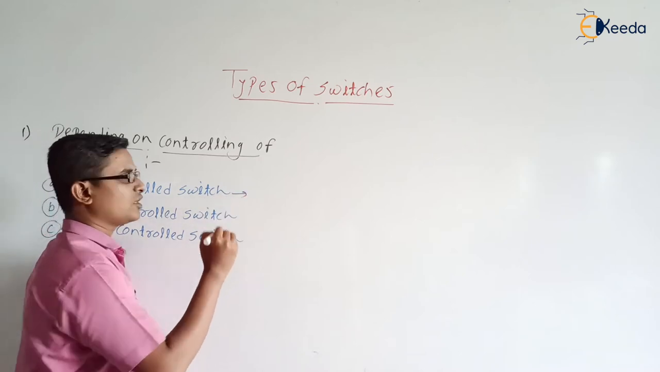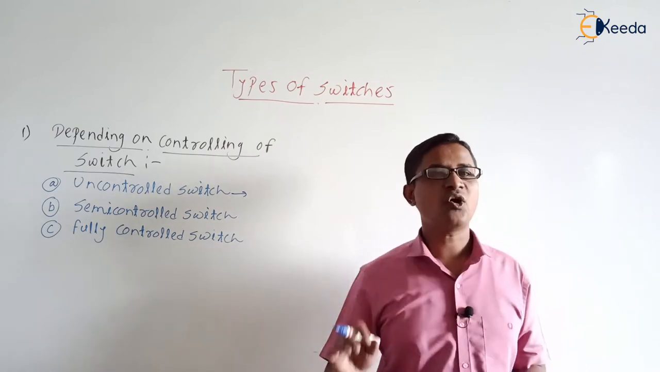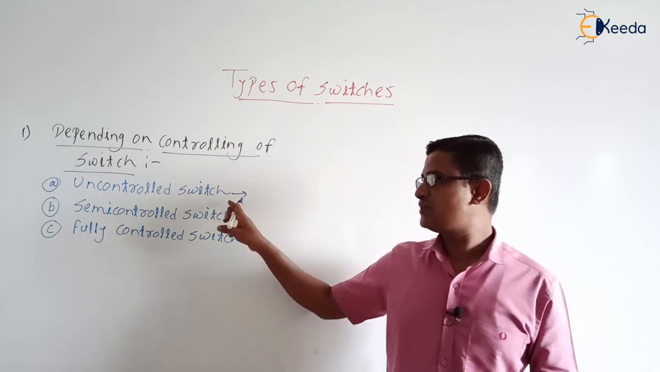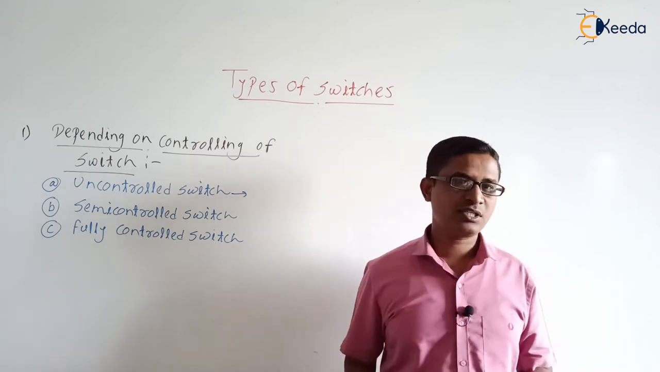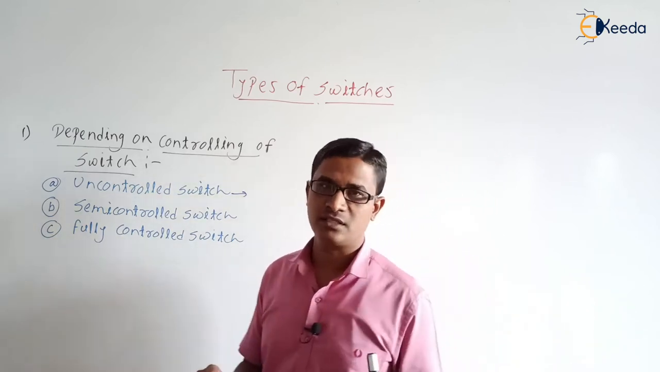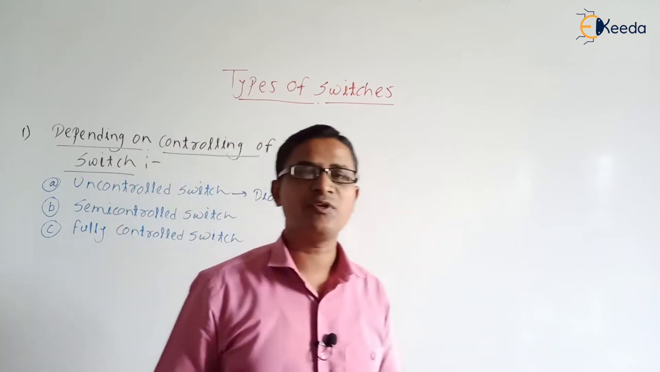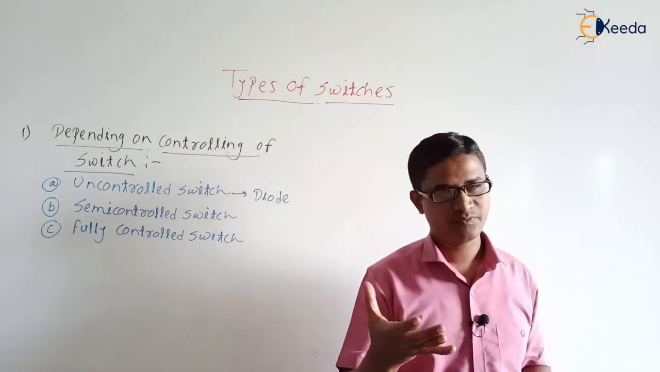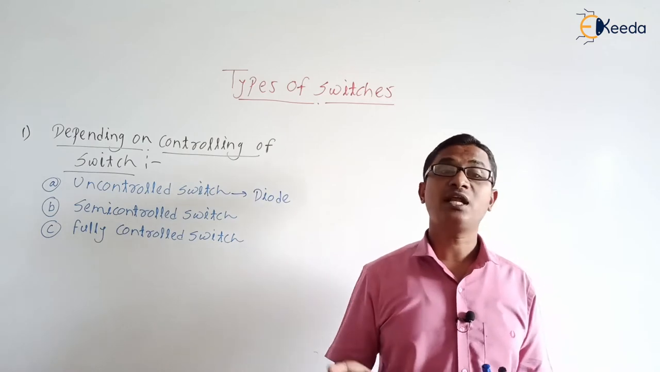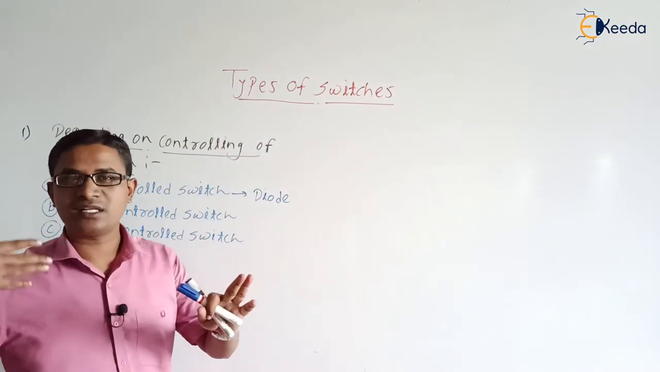Okay, so let us discuss first uncontrolled switch. The switch is said to be uncontrolled if its on state as well as off state cannot be controlled by using the controlling signal or external signal. One example of the uncontrolled switch is a diode. If you check the diode operation, the diode will be in the on state when the forward voltage appears across it. Otherwise it will be in the reverse bias mode and it will be in the off state. So the diode will be in the on state due to the supply voltage, not due to the external signal. Are you getting the point? So please don't get confused between external signal and the supply voltage.